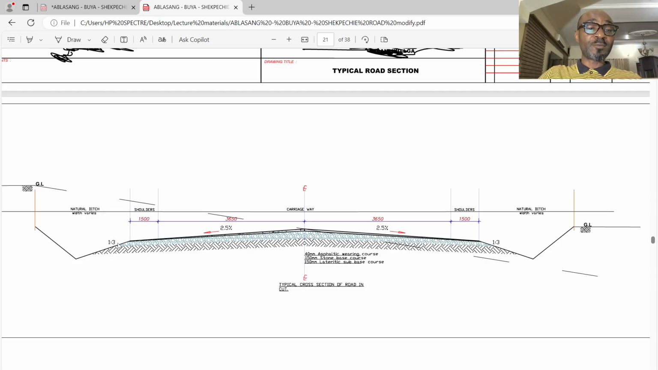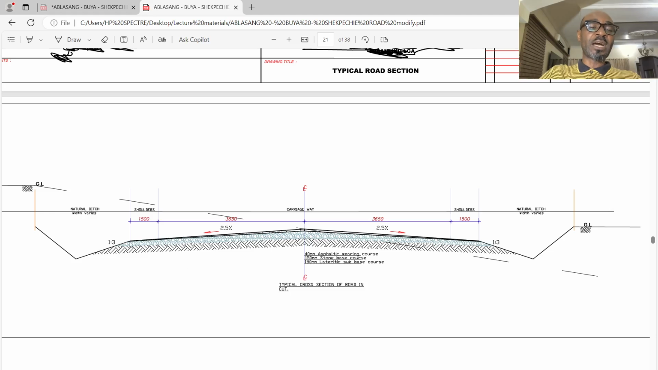This ratio of 1:3 is very important to our computation. So have it at the back of your mind. When I am making reference to this 1:3, you should know where I'm picking it from. And the reason is not far-fetched. This is, like it said, the typical cross-section for cutting.